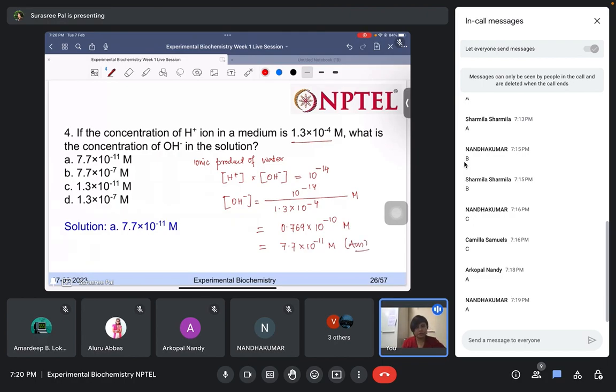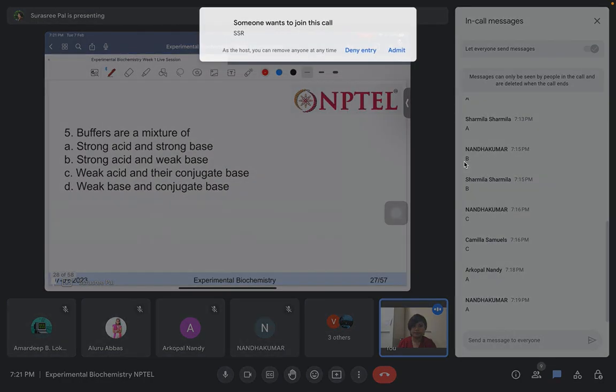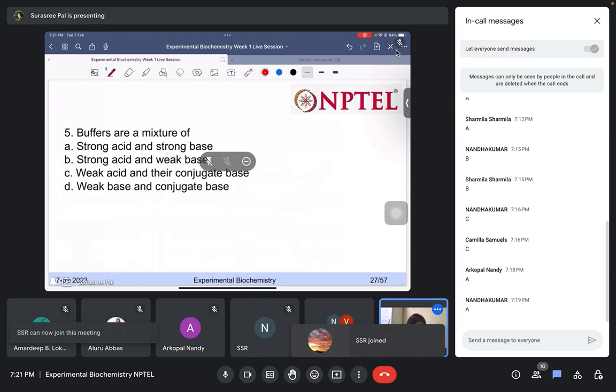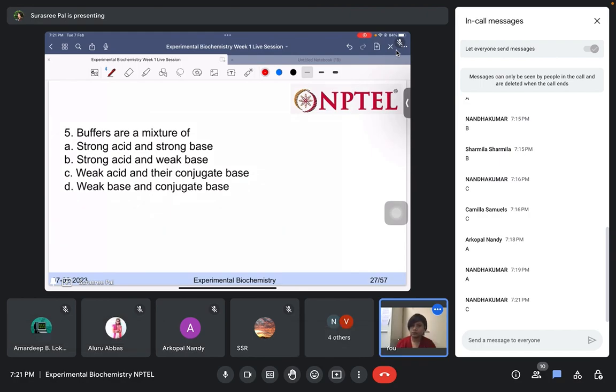So this knowledge comes from the ionic product of water, which is the multiplication of the concentration of H plus and OH minus ions, which is equal to 10 to the power minus 14. Alright, moving on to the next question. Buffers are a mixture of which of the following?